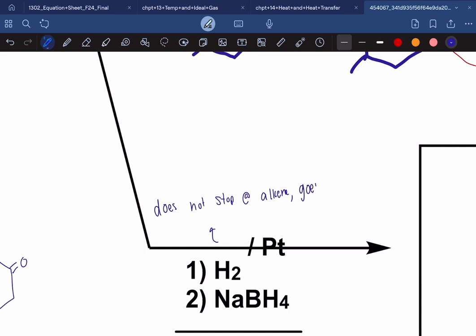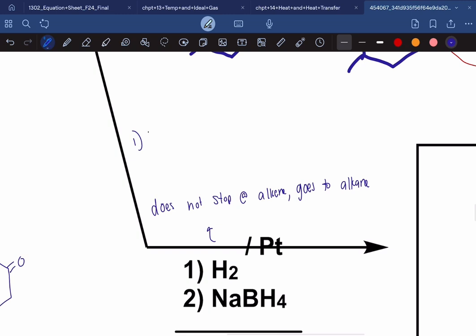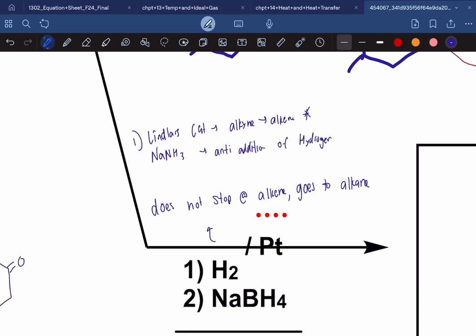It goes to alkane. So key takeaway: Lindlar's catalyst is alkyne to alkene. You must know this. And then the other one is Na/NH3. That is anti-addition of hydrogens. And Lindlar's catalyst, this is syn addition.